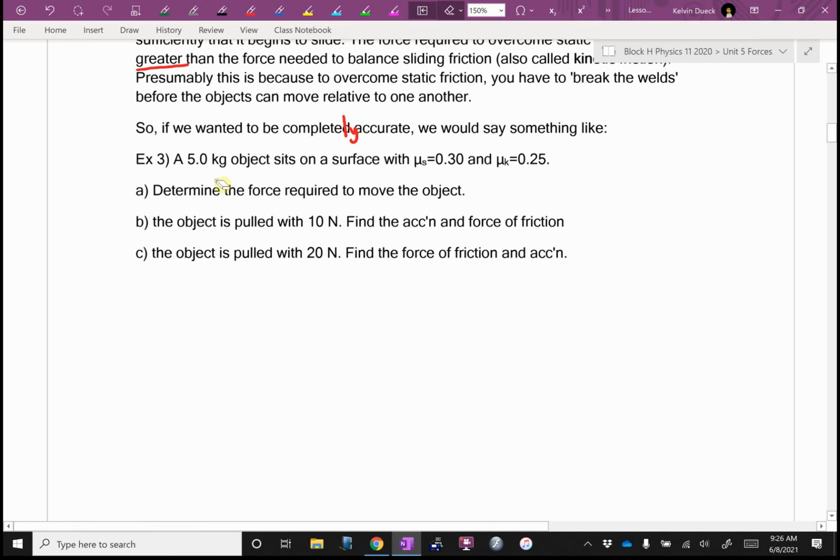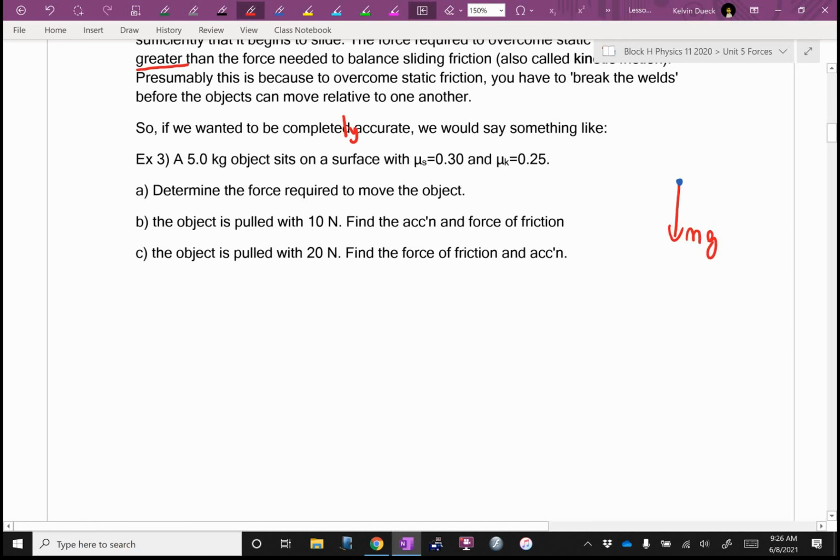It says a 5 kilogram object sits on a surface with those 2 coefficients of friction. Part A says determine the force required to move the object. You know what? I think this is a job for a free body diagram. I'm going to do a free body diagram right there. What are the forces acting on this object? Get the obvious one. Which way?